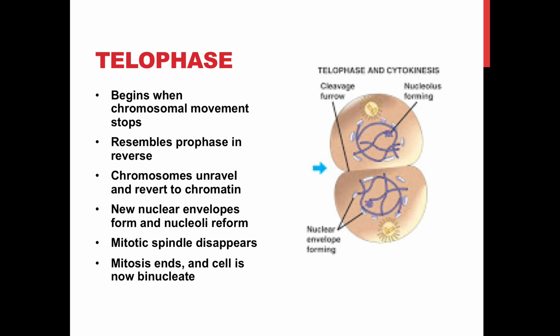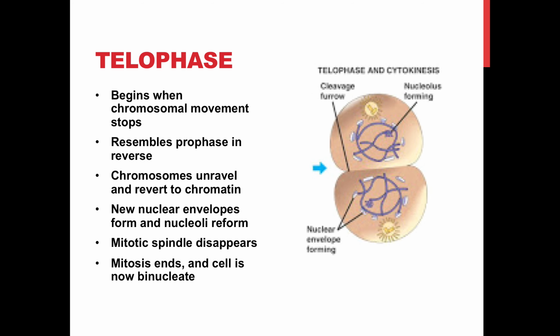Telophase. Telophase begins and the chromosomal movement stops. As soon as the motor proteins in the kinetochores are done reeling the chromosomes in, telophase begins. It resembles prophase in reverse. Chromosomes unravel and revert to chromatin. Because you remember that in early prophase, the chromatin condensed and formed chromosomes. This is now the reverse. It's going from a chromosome to chromatin. It's dissolving. A new nuclear envelope forms, and nucleoli form. The mitotic spindle disappears. Mitosis ends, and the cell is now binucleate.